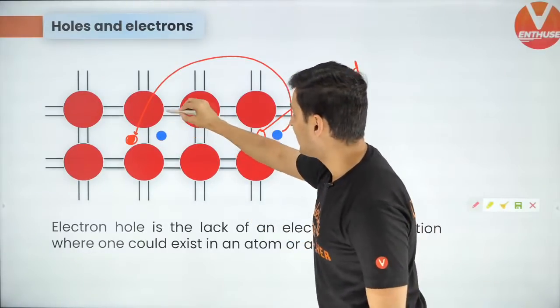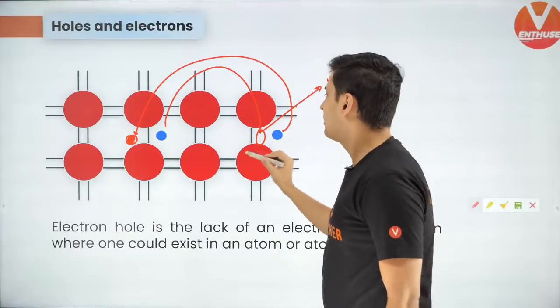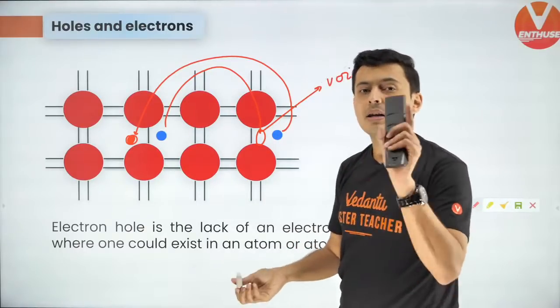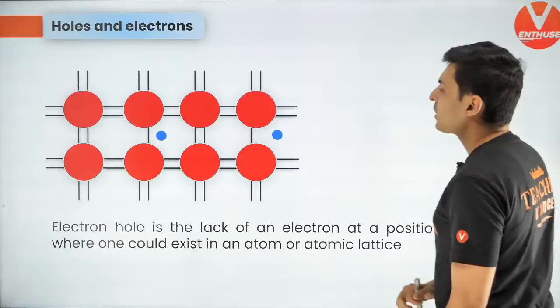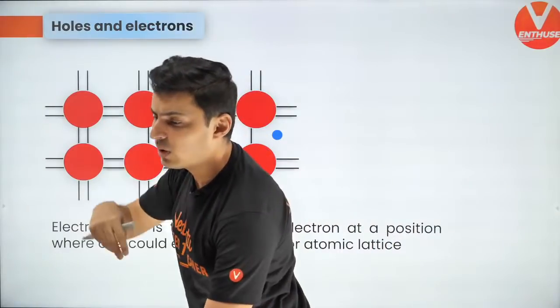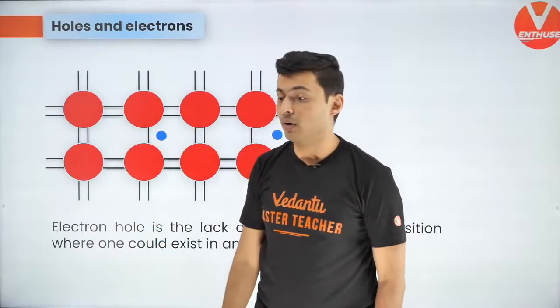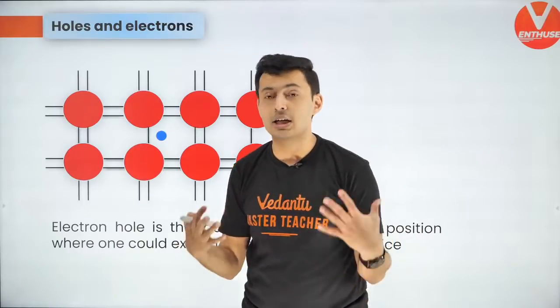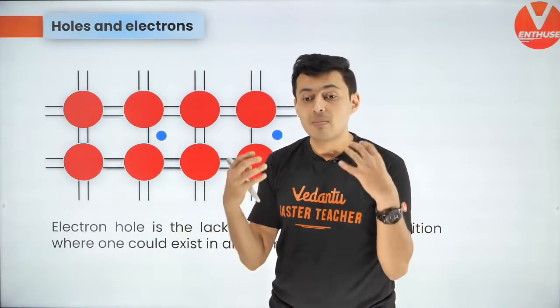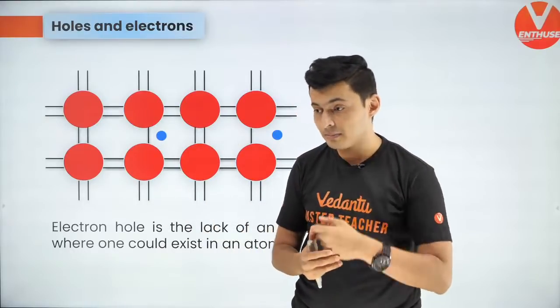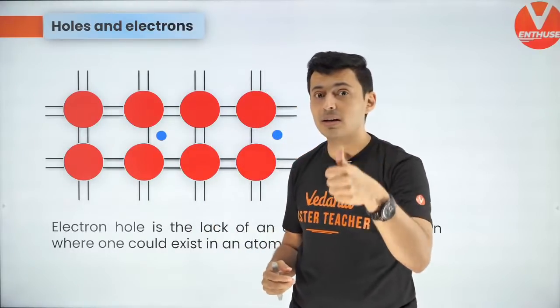Similarly, if this electron fills up this void, then again this hole gets satisfied. Now at any given point of time, you will have equal number of electrons. Yes, Aishwarya, holes are positively charged. You can think as if they are positively charged because they lack electrons, correct?